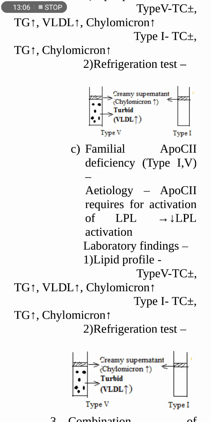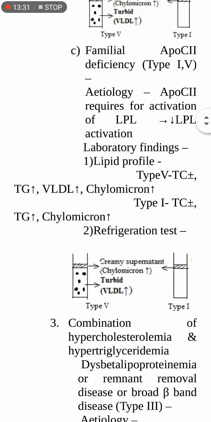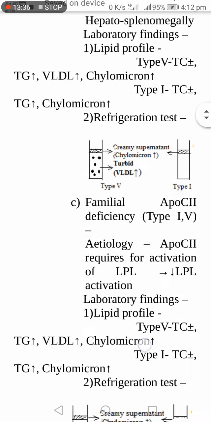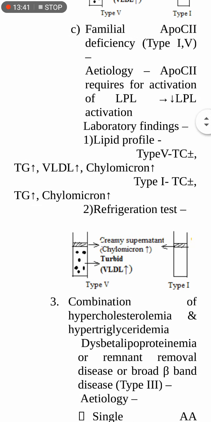So laboratory finding, you get the increased TG, increased VLDL, increased chylomicron, and total cholesterol will remain within the normal level, or you get the TG increase and chylomicron increase and the cholesterol level within the normal range. Refrigeration test, you get the same finding just like lipoprotein lipase deficiency. That means of two types.